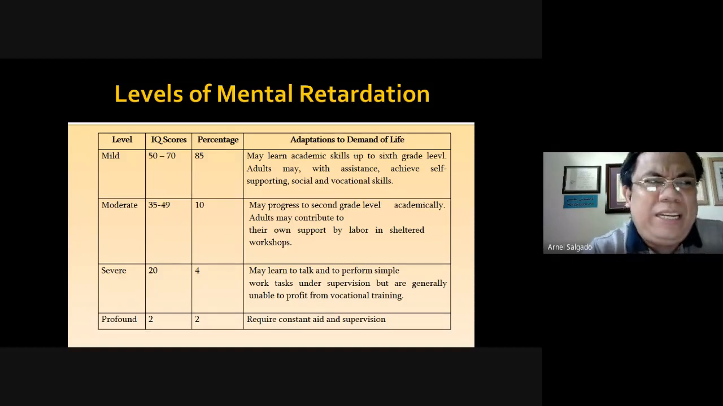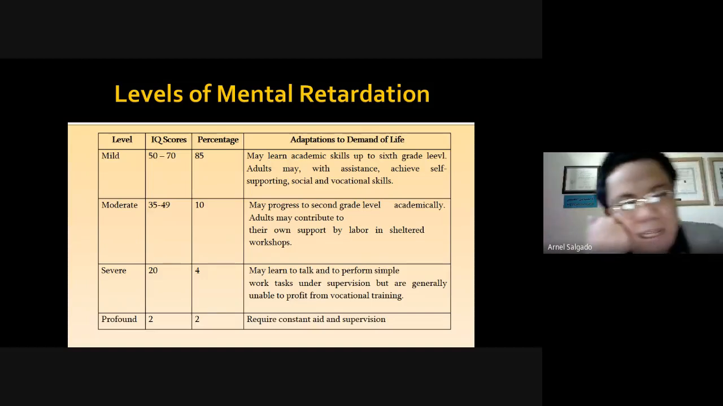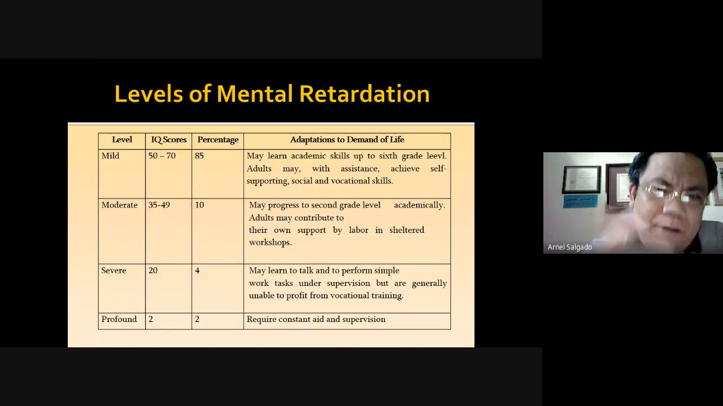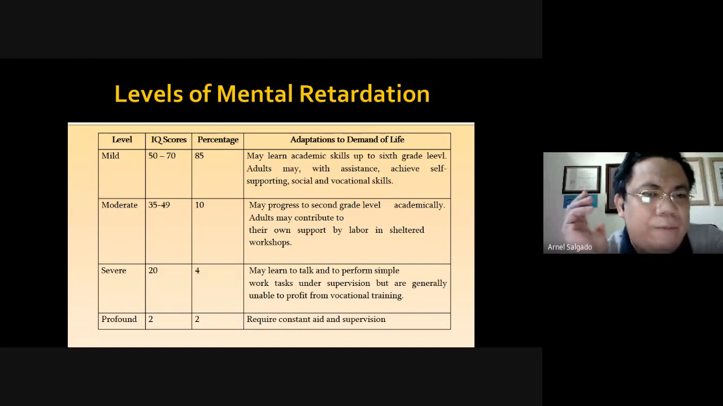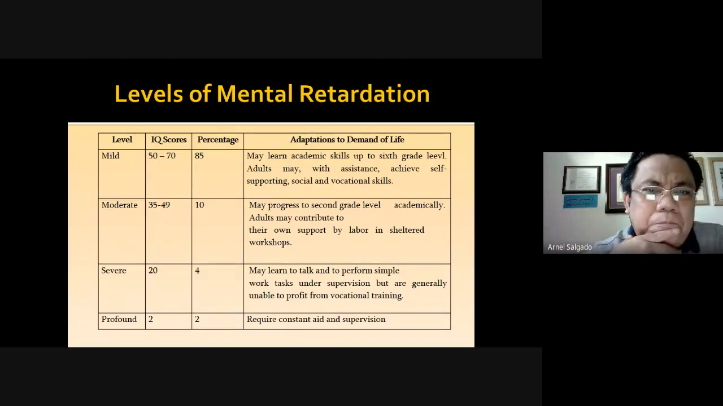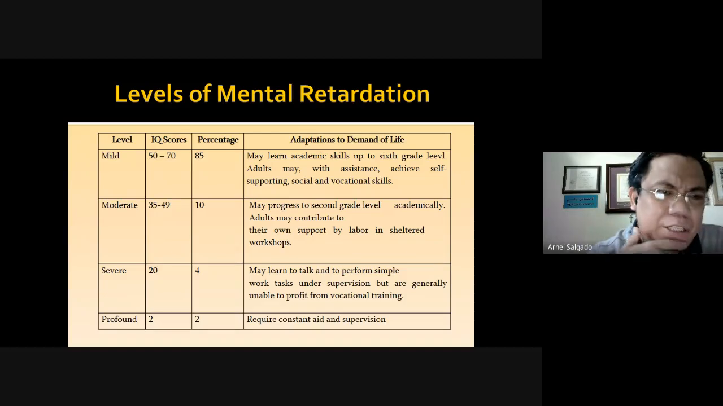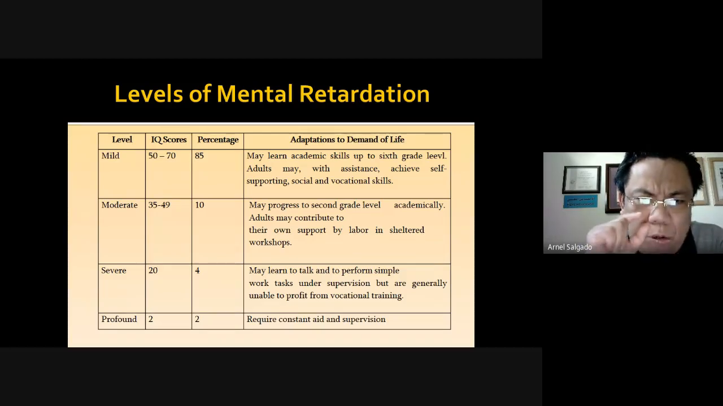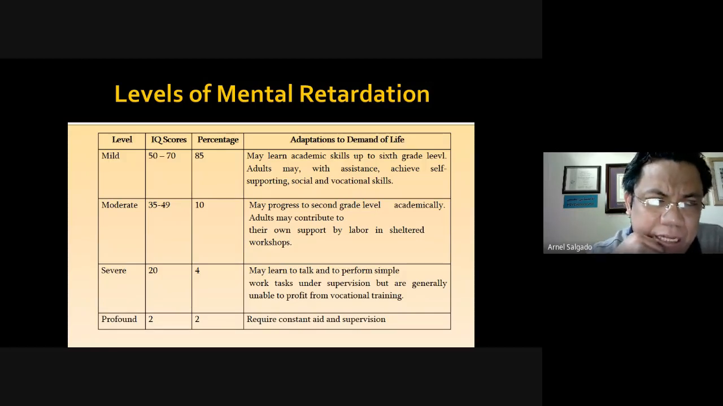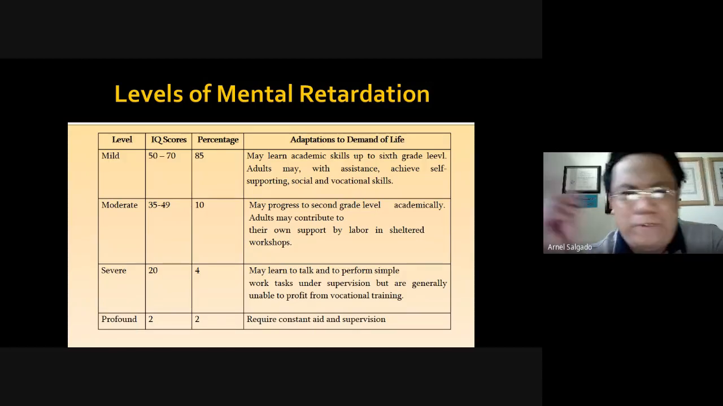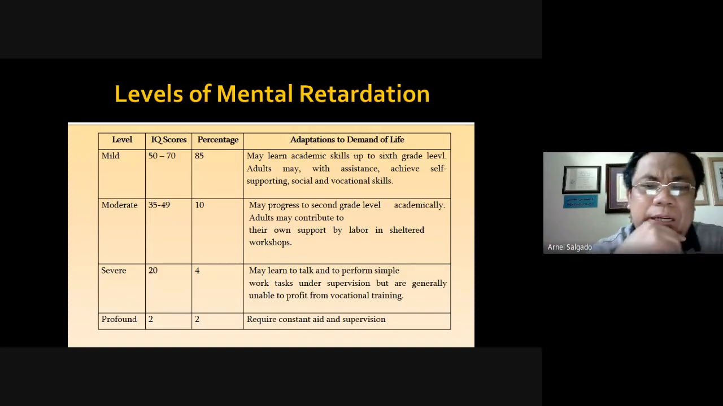We start with mild, where they can be high functioning. They can actually be very helpful. They may actually reach high school. Now, for moderate, they may also be productive. They may take care of themselves, but with supervision in a workshop. In severe mental retardation, we need to closely monitor them. They may assist themselves. They may take care of themselves, but often with very close supervision by anyone.